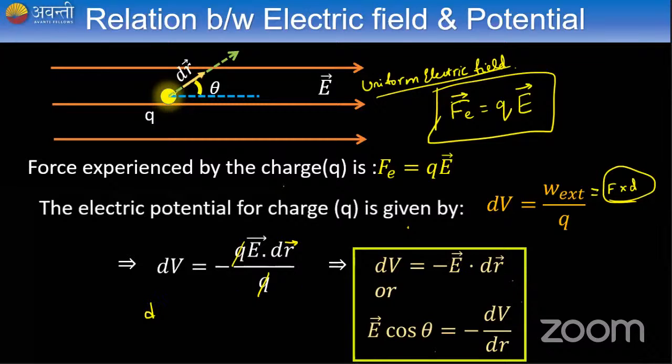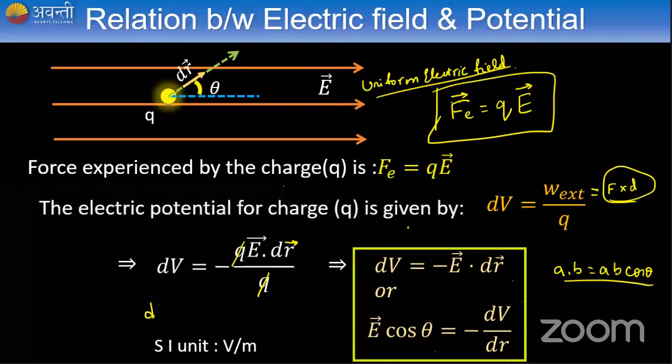Dot product A dot B is AB cos theta. I hope everyone remembers this. Applying this here, vector E dot dr will give me E cos theta. I wanted to find the relation between electric field and potential, so E cos theta will be equal to minus dV by dr, the differentiation of V with respect to r.